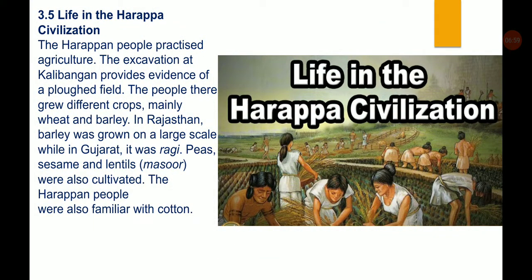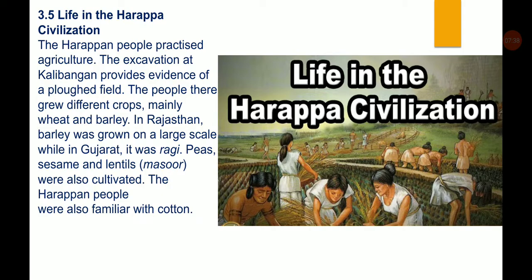Life in the Harappan civilization. The Harappan people practiced agriculture. The excavation at Kalibangan provides evidence of a ploughed field. The people there grew different crops, mainly wheat and barley. In Rajasthan, barley was grown on a large scale, while in Gujarat it was ragi. Peas, sesame, and lentils, which we call masoor, were also cultivated.